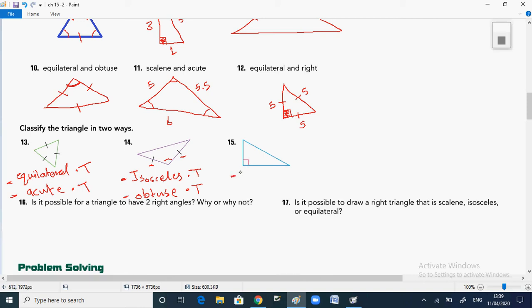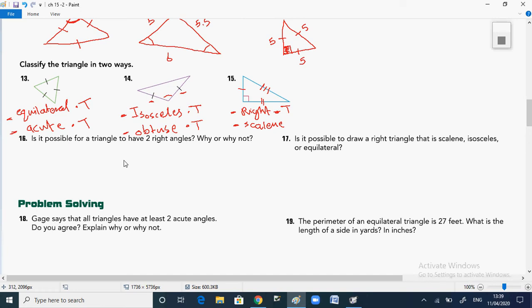Here I have, look at the angle. When I see the angle, I will say right angle triangle. Right triangle, and look, 1, 2, 3, they are different. They are not equal. So scalene. Okay? Now for question number 16.